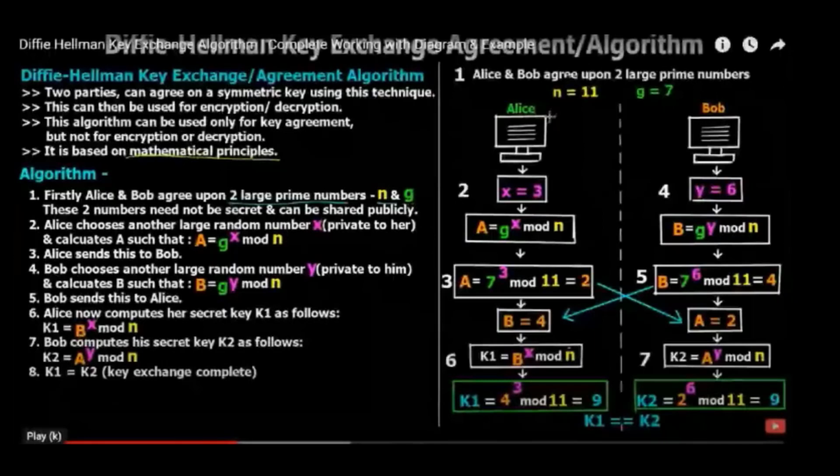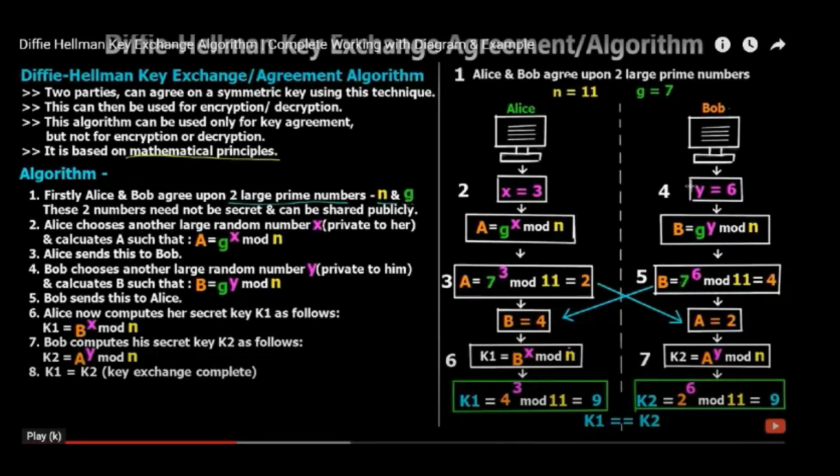Step number 2. What is step number 2? Both the parties, both the sender and the receiver, are going to generate their own keys. They are going to randomly select some keys. So this is completely private. This is not going to be shared. Okay, so this is X and Y. Here in this case, I'm taking X equal to 3 and here I'm going to take Y equal to 6.